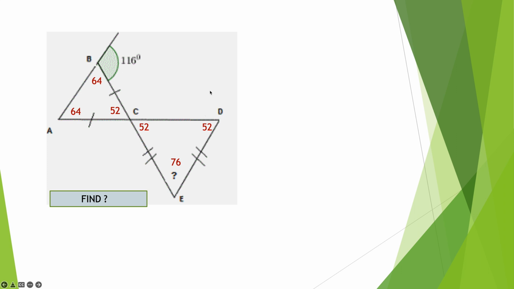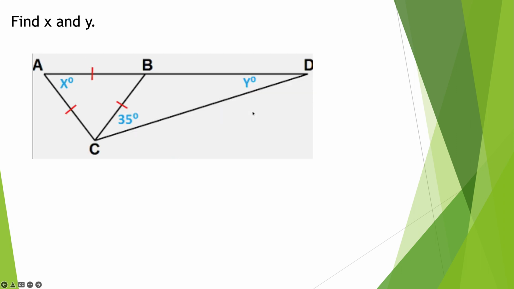Okay, next question up. Find X and Y. Okay, so in the case of X, that is more than an isosceles triangle, it's an equilateral triangle where all 3 sides are the same.